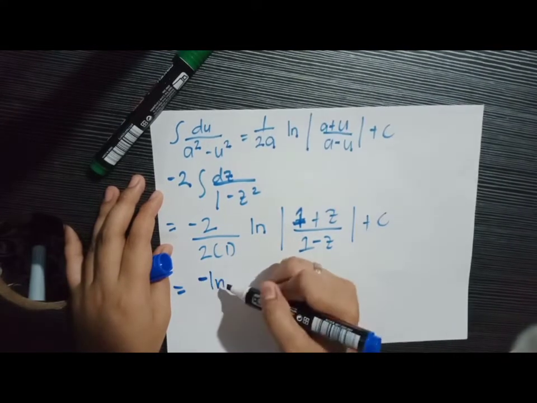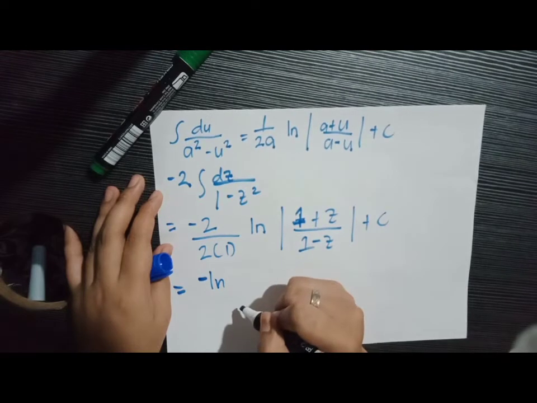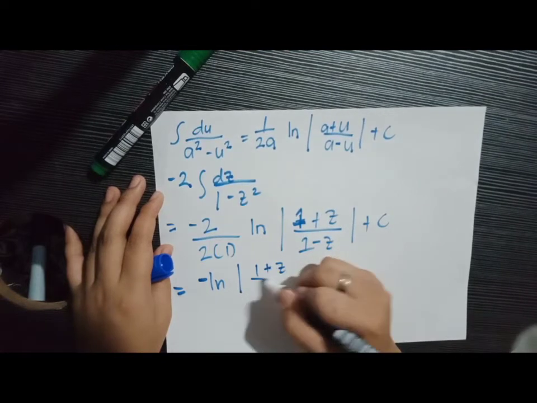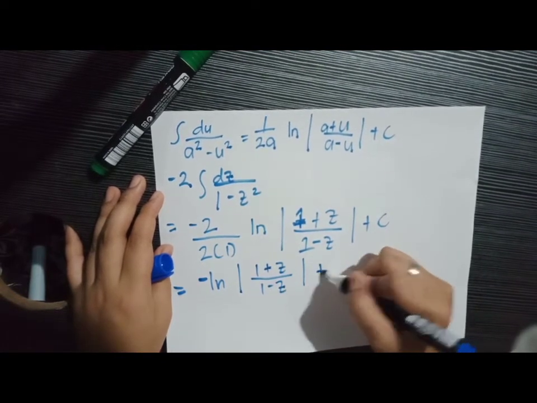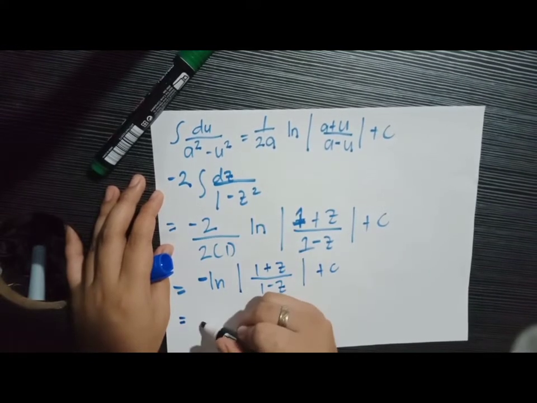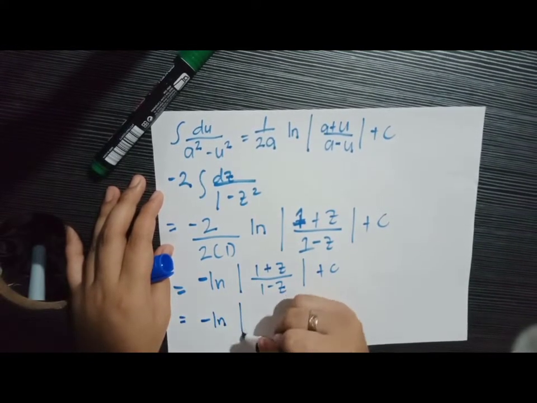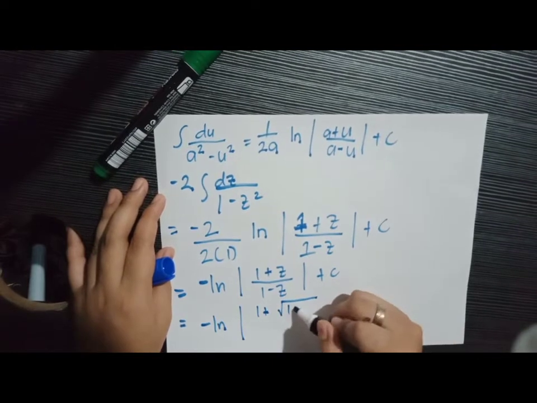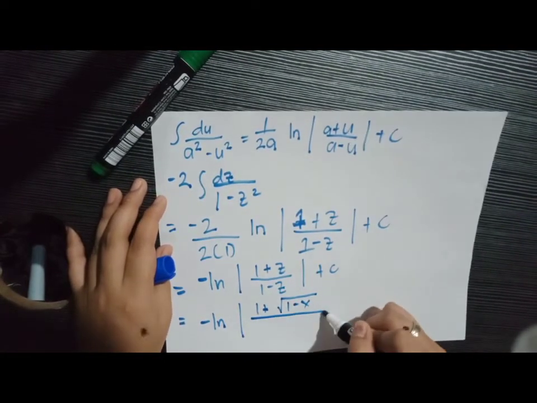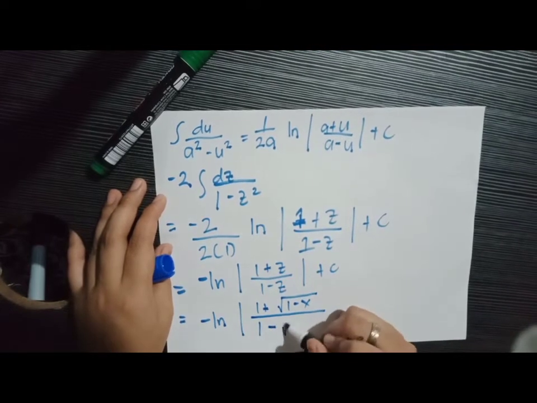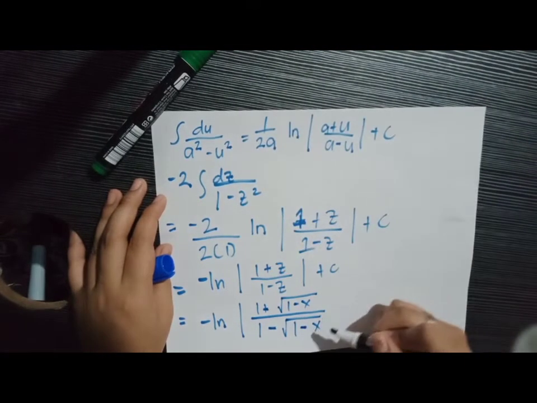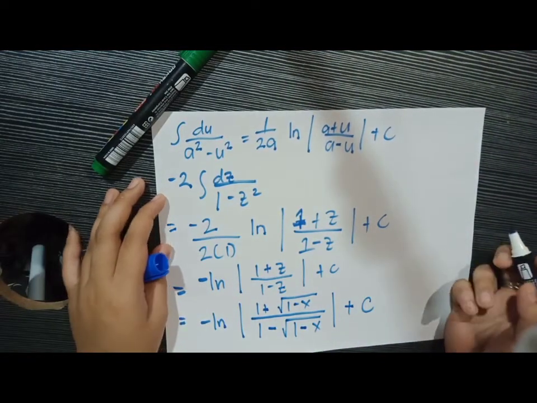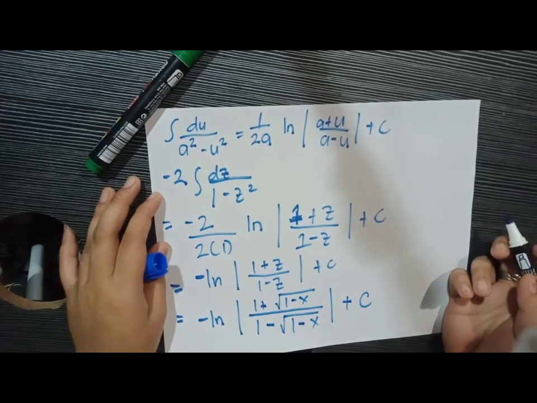Therefore, we have negative ln of 1 plus z over 1 minus z plus c. Negative ln of 1 plus square root of 1 minus x over 1 minus square root of 1 minus x plus c. So that is our final answer.